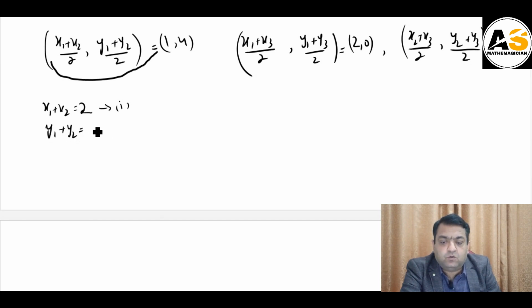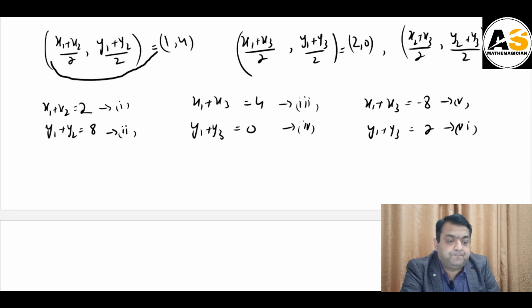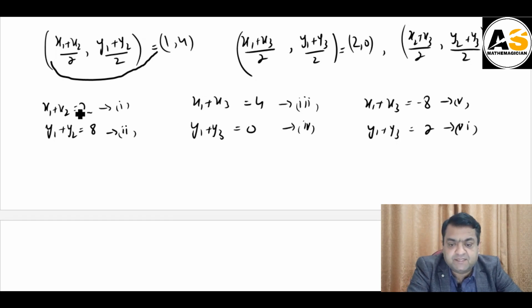y1 plus y2 is equal to 8, equation number 2. Similarly, x1 plus x3 is equal to 4 and y1 plus y3 is equal to 0. I got equations number 3 and 4. Similarly, I got x2 plus x3 is equal to minus 8 and y2 plus y3 is equal to 2. I hope it is clear.